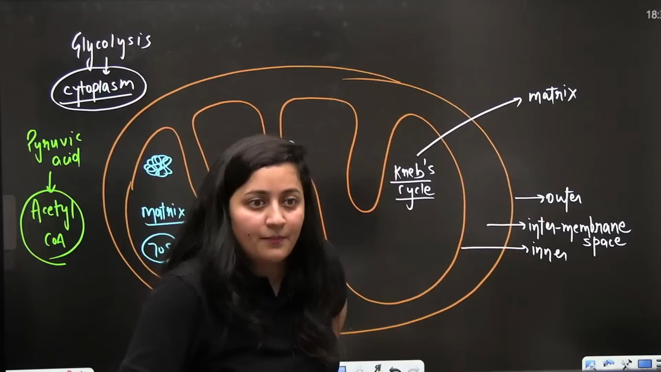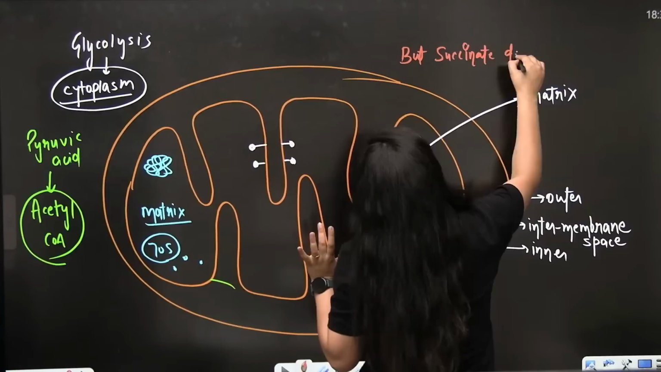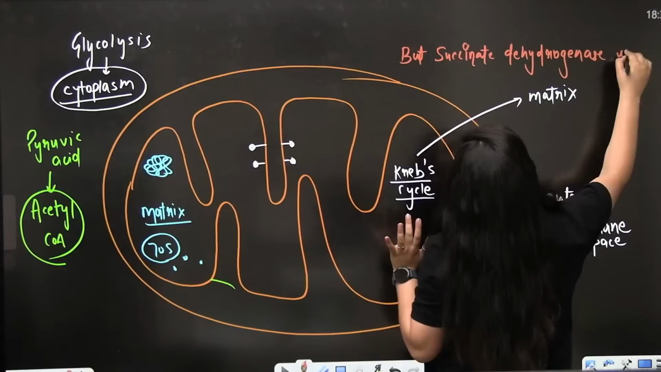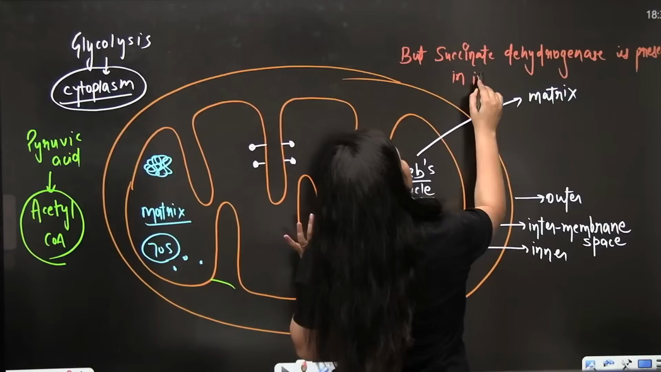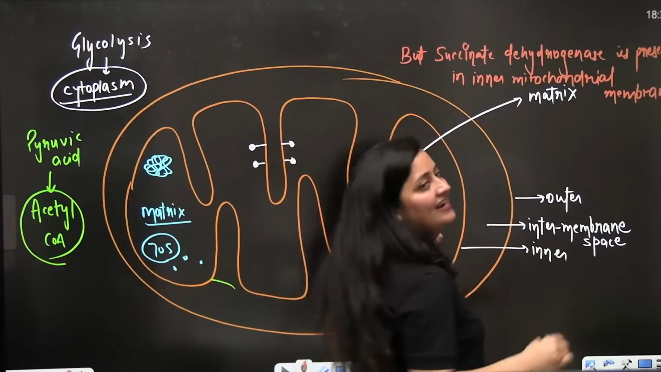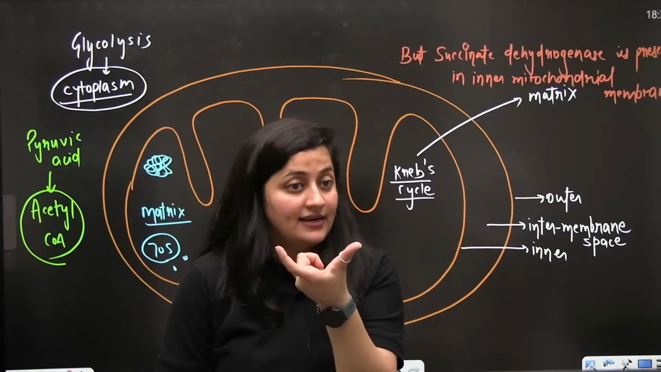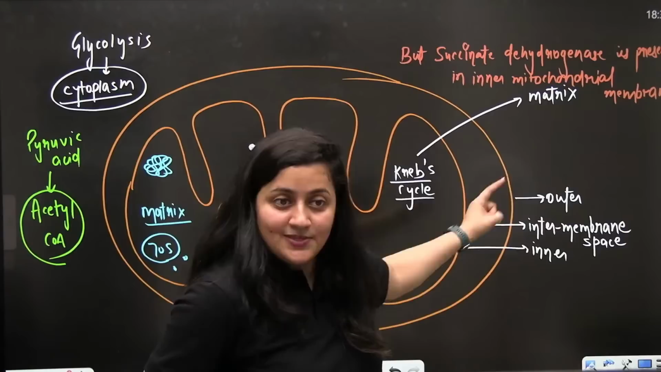But another third point that you need to note down. But succinate dehydrogenase is present in the inner mitochondrial membrane. Guys, please note down. All the enzymes which are required for the Krebs cycle are present in the matrix, but there is only one exception, and that exception is succinate dehydrogenase. It is not present in the matrix. It is present in the inner mitochondrial membrane.